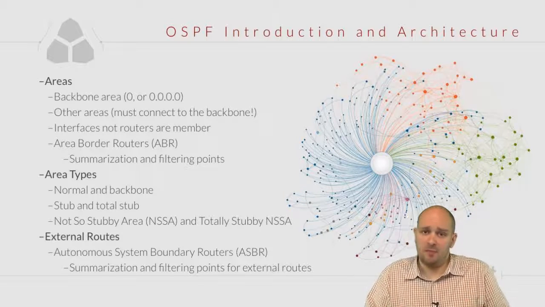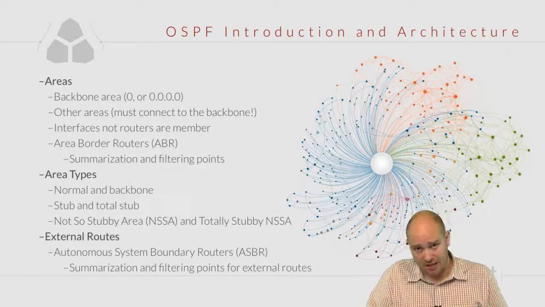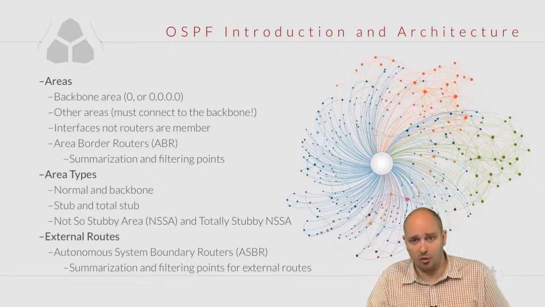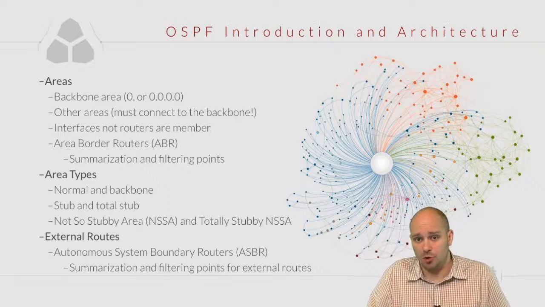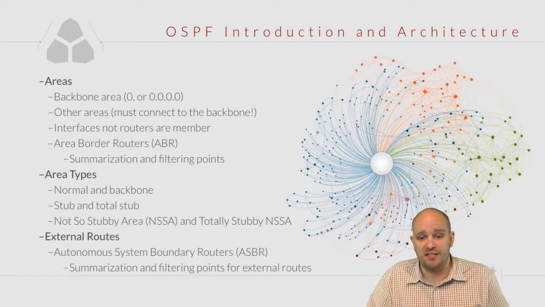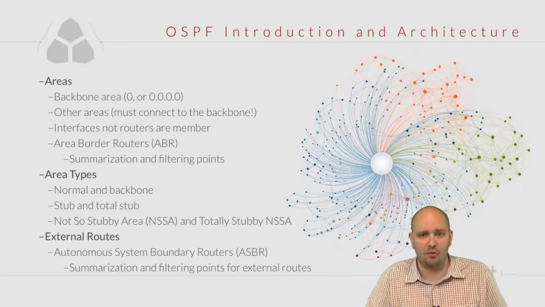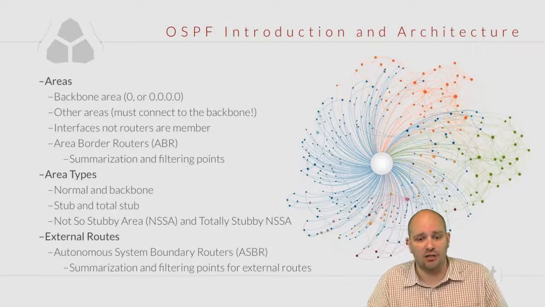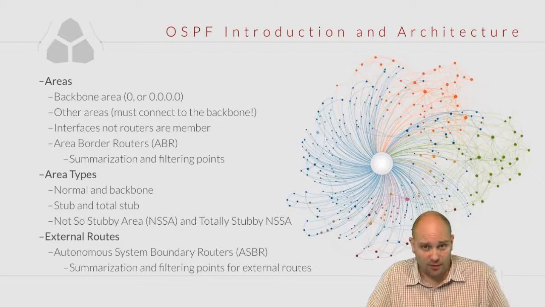And finally, there are external routes in OSPF. External routes are routes that have been redistributed into OSPF at the redistribution point, which in OSPF is called the Autonomous System Boundary Router, or the ASBR. And this is yet another summarization and filtering point.